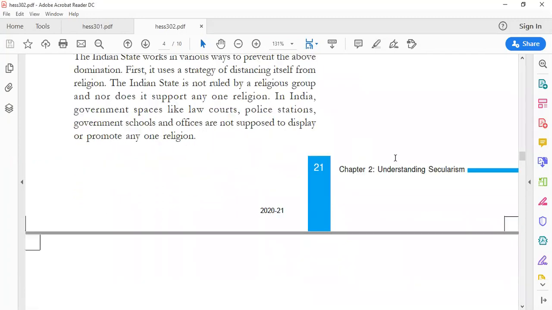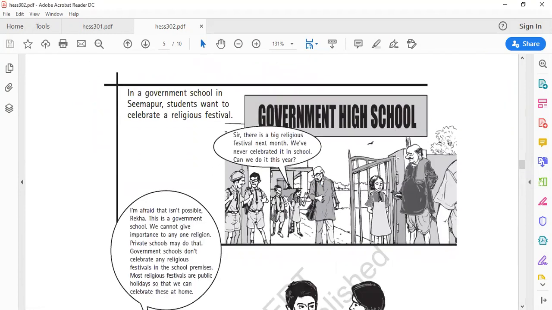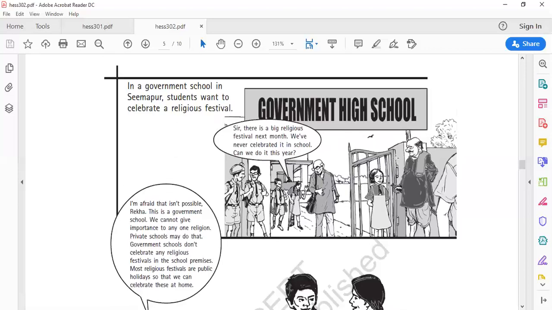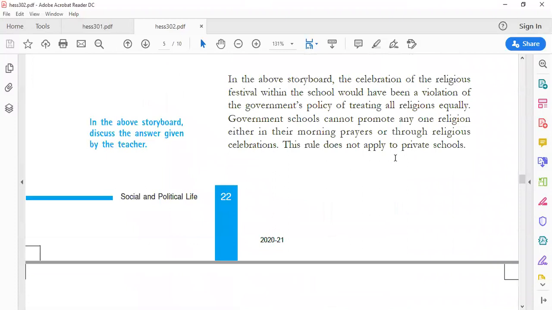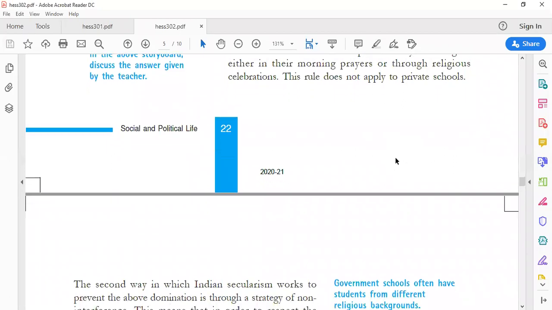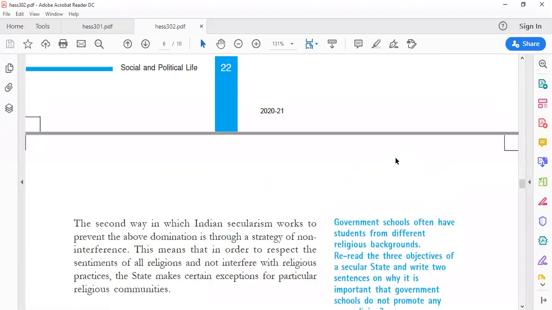You can see secularism in many ways, in all fields, in all places. You can see it in cricket. In a cricket team, Hindus, Muslims and Christians are all there. But in public places, no religious ceremony is allowed. Got it? Government cannot promote any religious ceremony. Even during morning prayers, it is not done. This is how it is separating itself from religion.